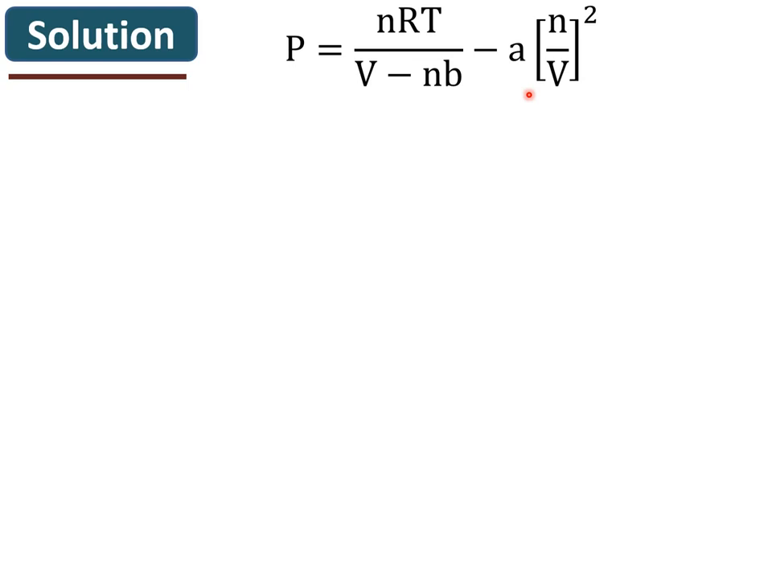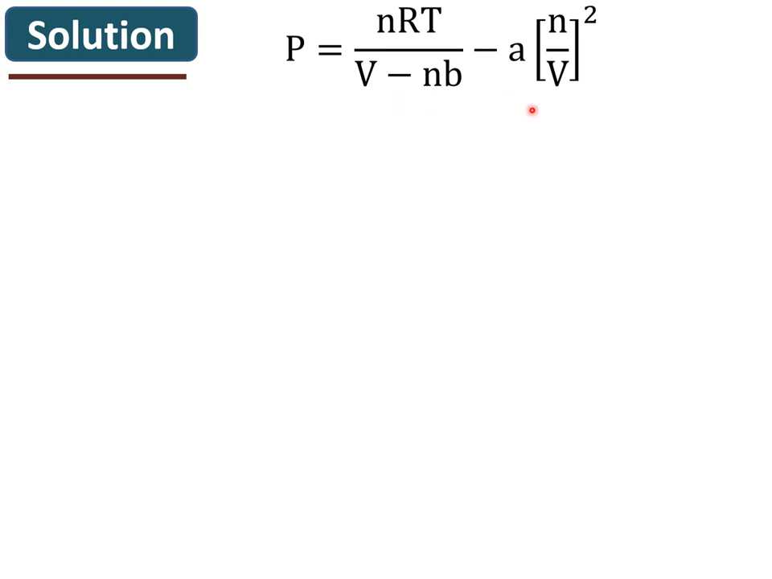The observed pressure will decrease, and this is very obvious from the equation. Here we are subtracting this part from nRT over V minus nb. So as the internal pressure of the gas increases, the observed pressure will decrease. So we have two different factors now. One is increasing the pressure, which is the volume correction. The other one is decreasing the pressure. So you have to estimate which is influencing more.